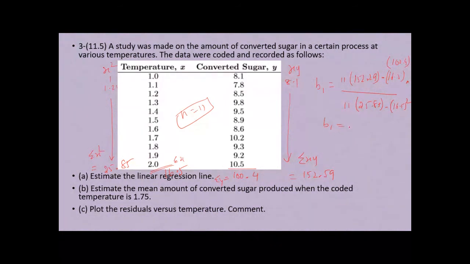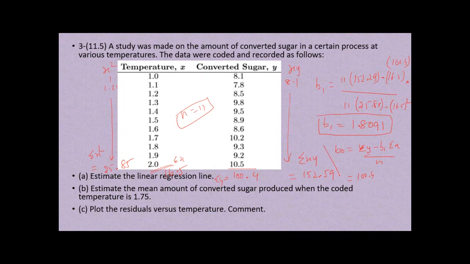When you use calculator, you'll find B1 is 1.8091. Now the formula for B0 is summation y minus B1 summation x whole divided by n. Summation y, 100.4 minus B1, 1.8091 times summation x. Summation x is 16.5, divided by 11. So B0 is 6.4136.